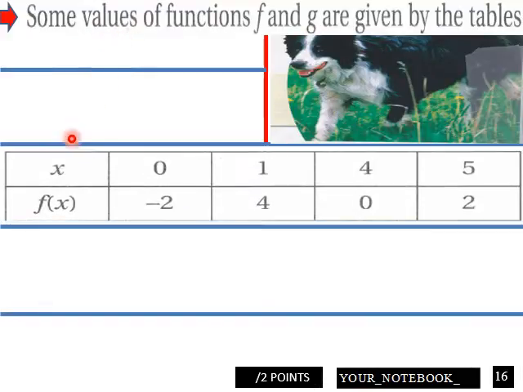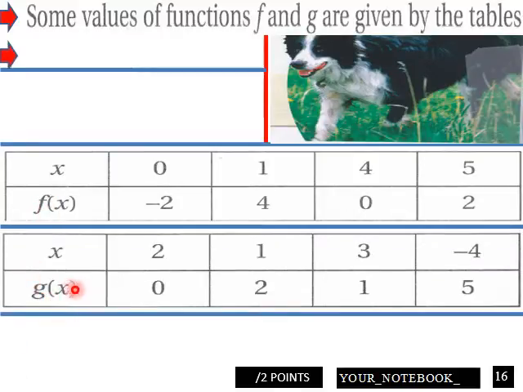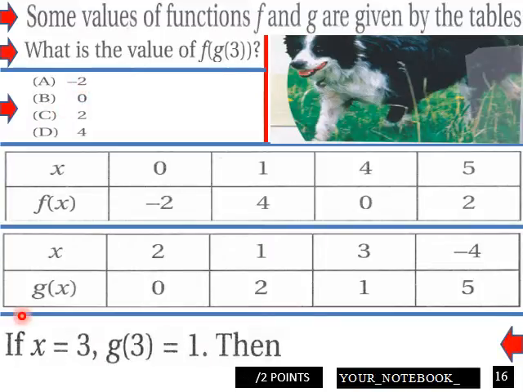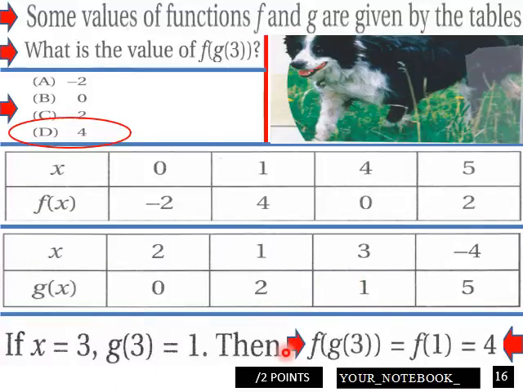Some values of functions f and g are given by tables. So here's a table. Here's another table. What is the value of f of g of 3? It's one of these values here. x equals 3, so g of 3 equals 1. So f of g of 3 would be f of 1, and when x equals 1, y equals 4, so it equals 4. That's one way you could do it, with a table.